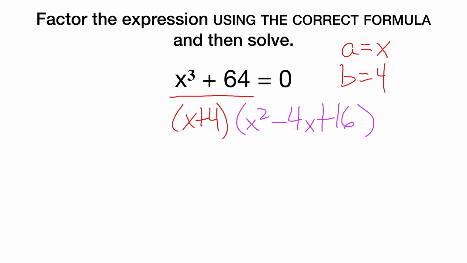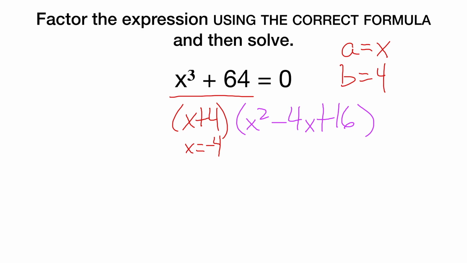So that is our new version of the factored sum of cubes. So now that we've done that, we can already find one of our answers. In this case, one of our solutions, x plus 4 equals 0, means x will have to equal negative 4. See, we're a third of the way done. That means this question is super easy.